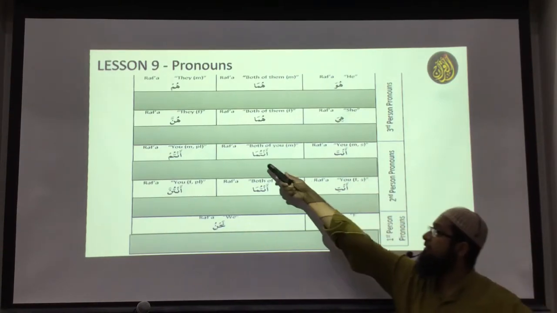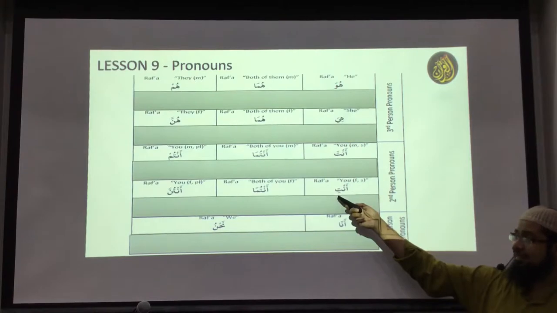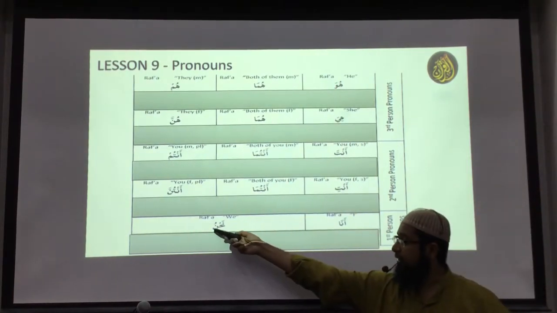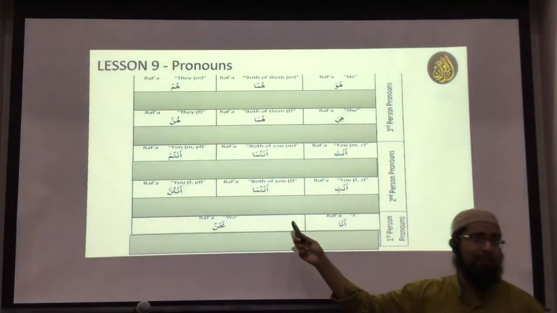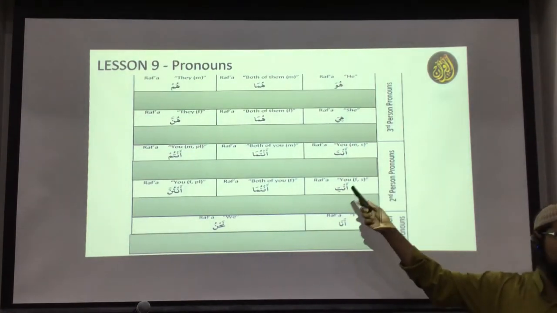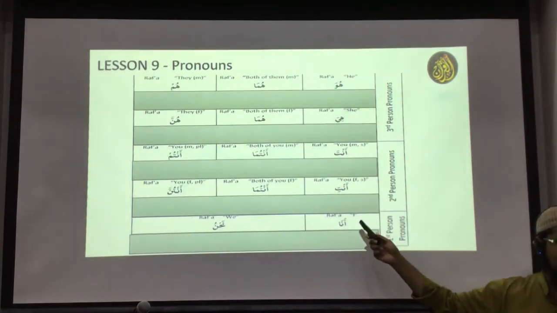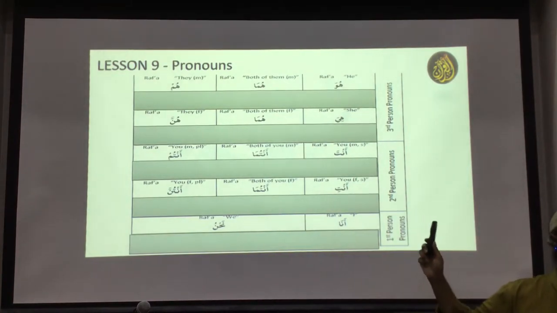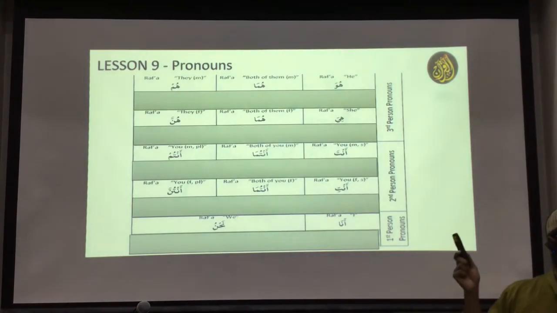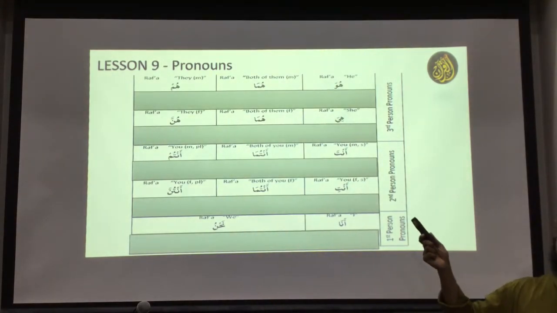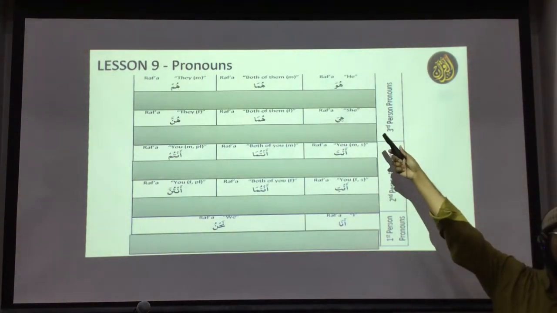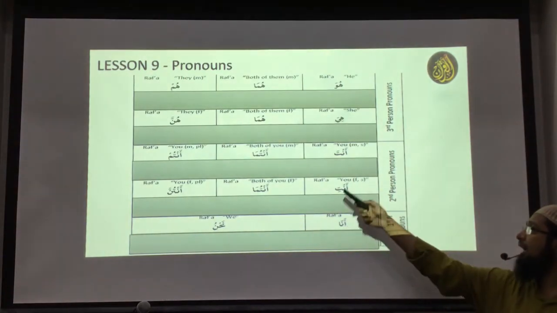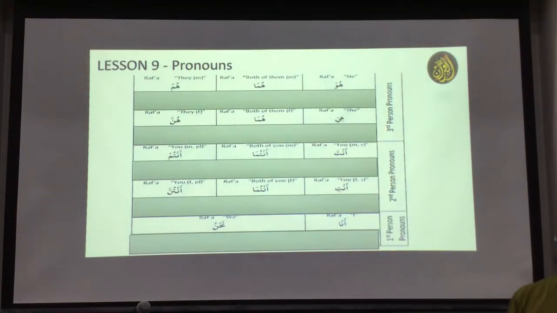See, this one has an alif at the end. This one has a kasra at the end. This one has a dhamma at the end. It does not matter. If you see these pronouns in the Quran, they are always rafa because they are independent pronouns. For example, Allah huwa, la ilaha illa huwa al hayyul qayyum. Huwa is there. Nahnu, anta, antum, all these are pronouns. So we must memorize this chart, okay?